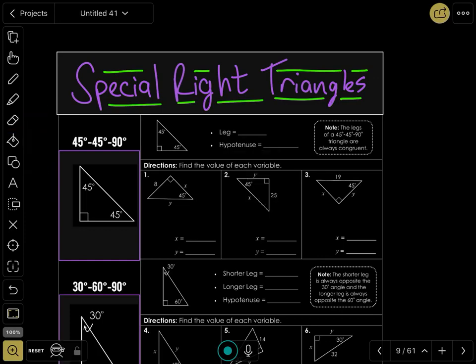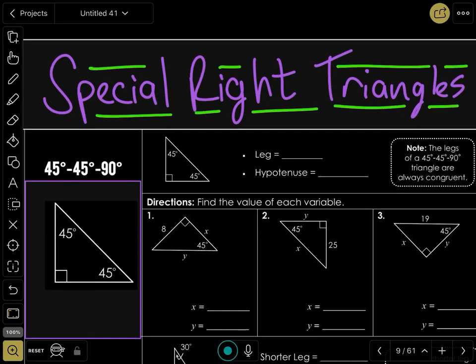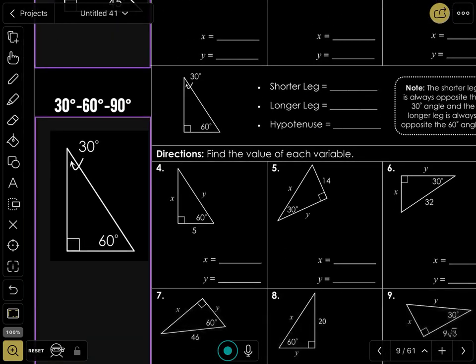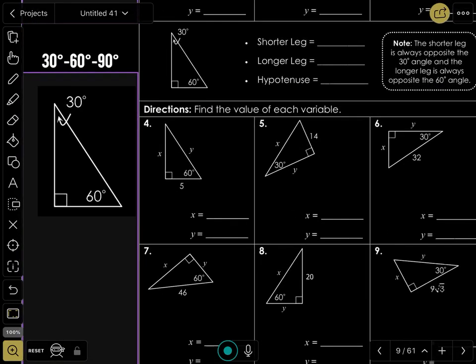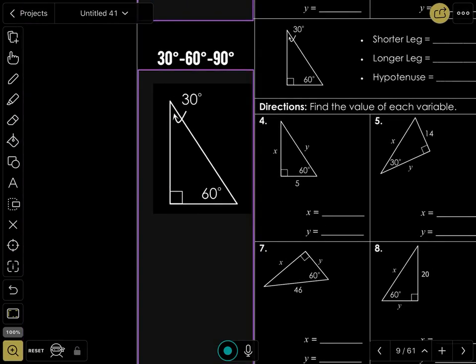Okay, looking at special right triangles. Last time we looked at 45, 45, 90 and their special properties. What we're going to be looking at next is 30, 60, 90. And in this figure to the left here, I'm just going to demonstrate how these work.